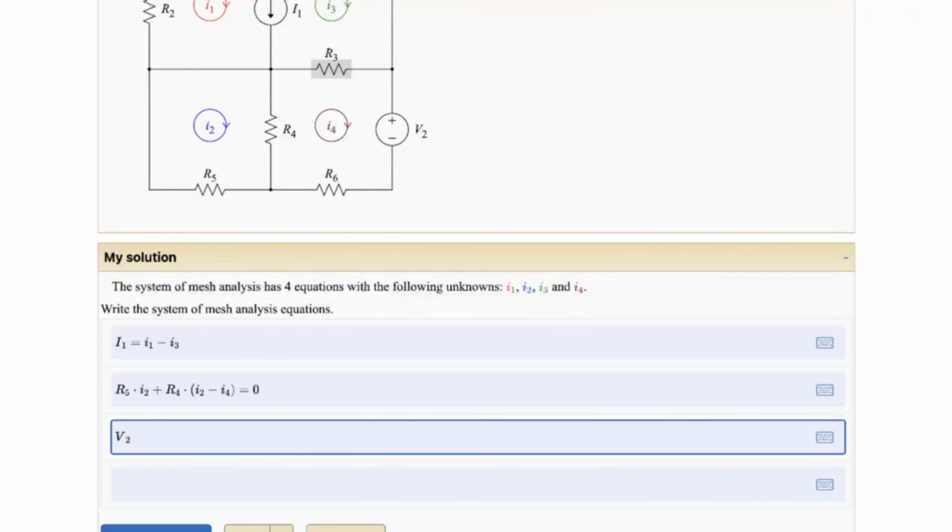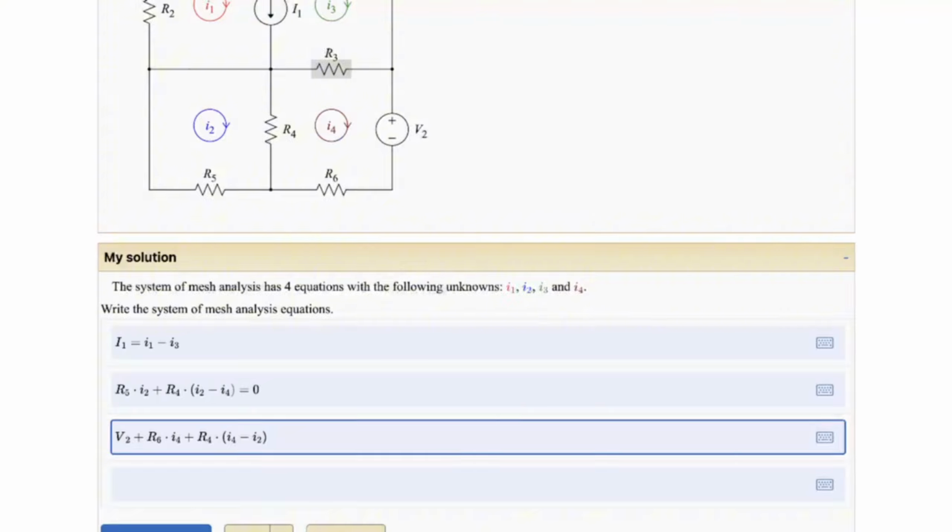Let's look at the R6 resistor there, compute the voltage across that, and add it. So the voltage across R6 is going to be current times resistance, or R6 times I4. Let's add that with the voltage across the R4 resistor, which is going to be R4 times I4 minus I2.